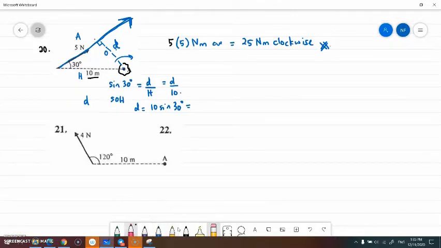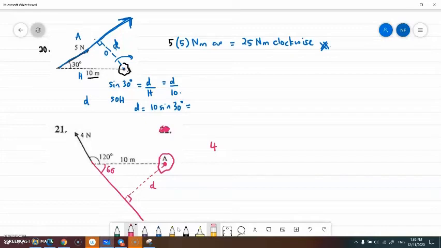Okay, let's move on to question 21. The force is 4. This is the moment. We have 4 and the distance must be perpendicular. So this 10 is not perpendicular, it is 120. So if we make it longer, it must be perpendicular. We have this as D, the distance, at 90 degrees, so we need to find D. If this is 180, then we have 60.